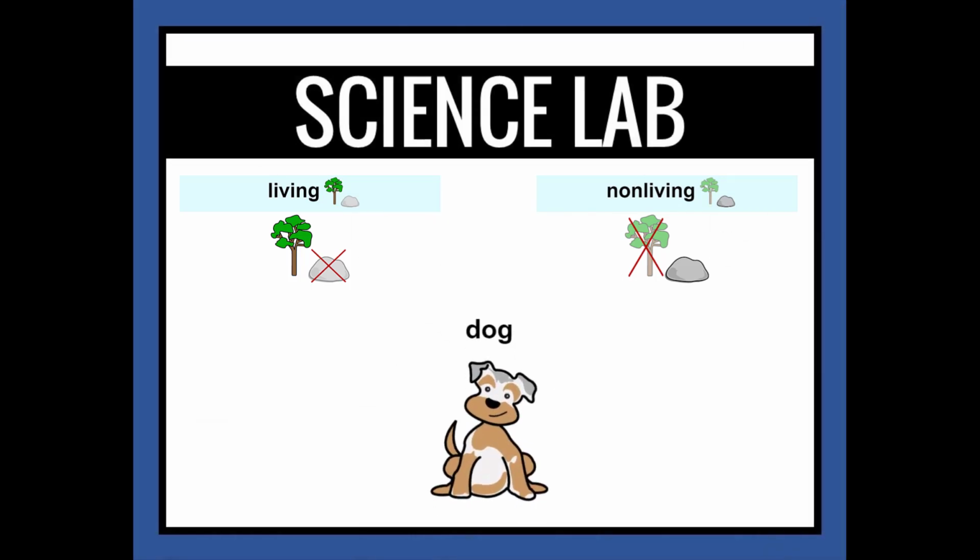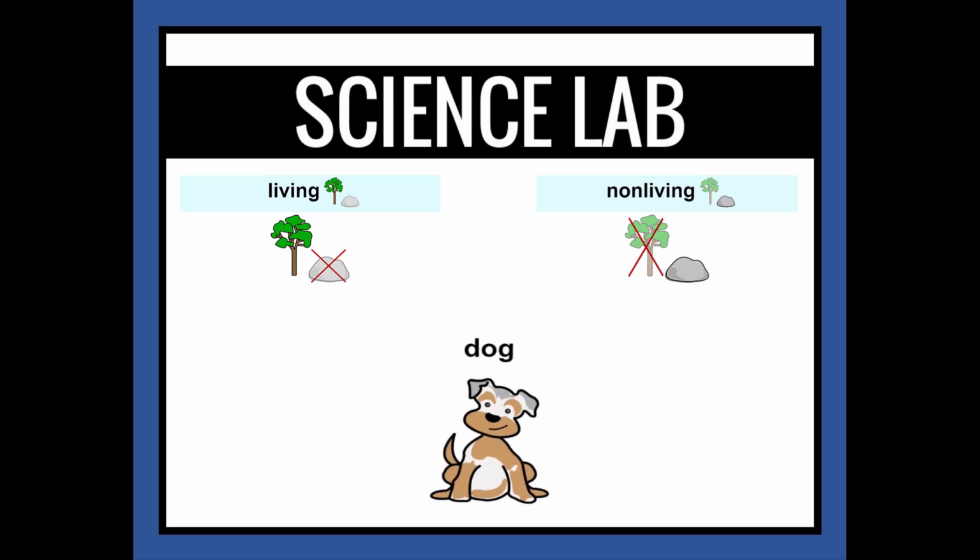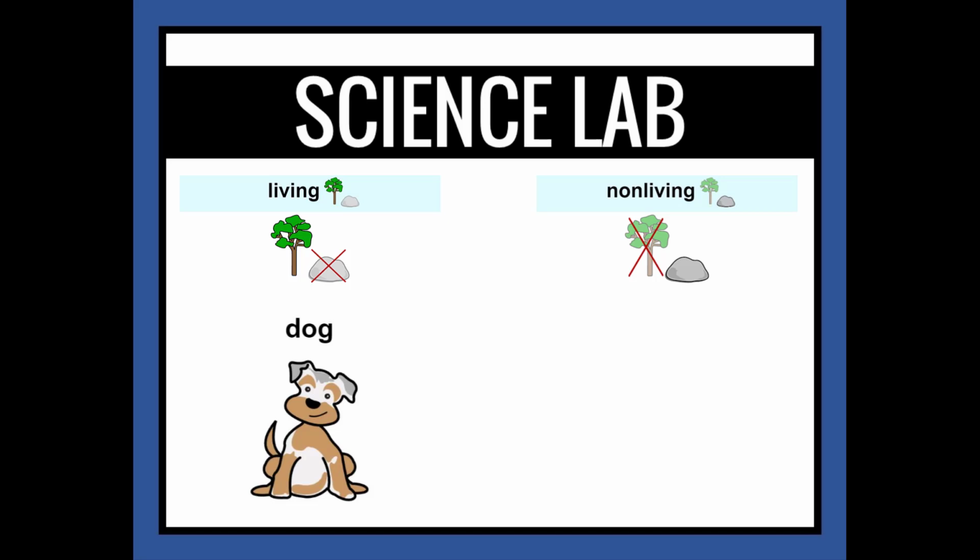Our next item is a dog. Is a dog a living thing or a non-living thing? A dog is a living thing. It breathes in oxygen and breathes out carbon dioxide. It eats all sorts of food. It grows. It moves, runs, jumps, and it can reproduce.